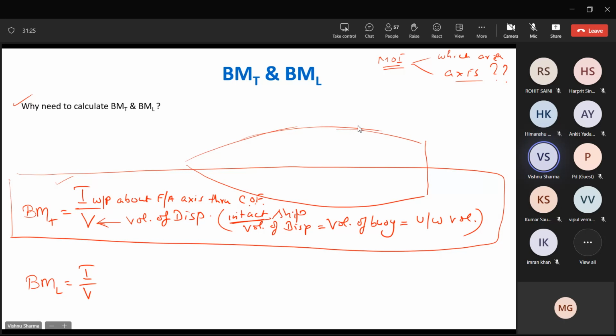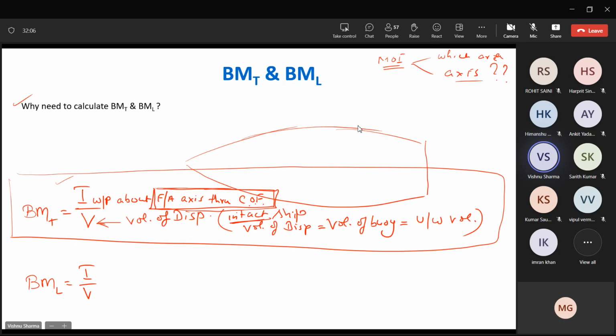Okay, I ask you one question here. For BMT, what is the reference axis? Tell me now. For BMT, what is the reference axis? Ship center line. Center of flotation. Center of flotation is a point. Center of flotation is not an axis. Forward and aft axis, athwart ship, passing through center of flotation. This is the correct answer, very good. This is the correct answer.